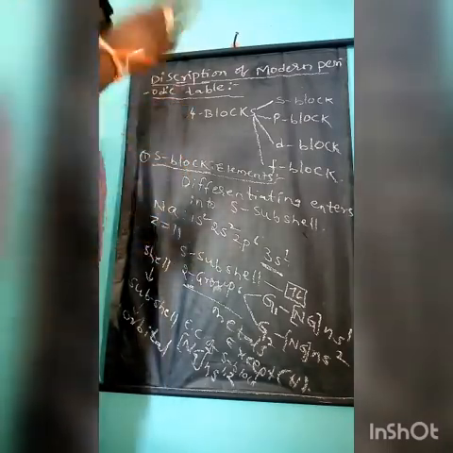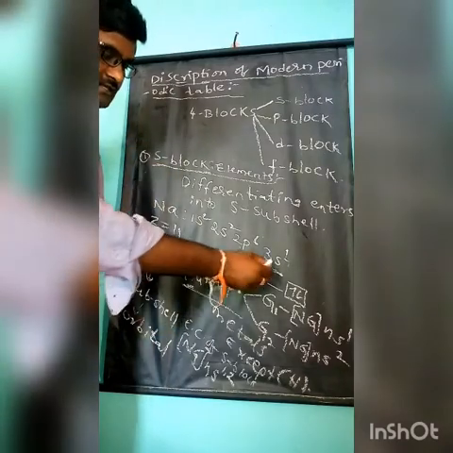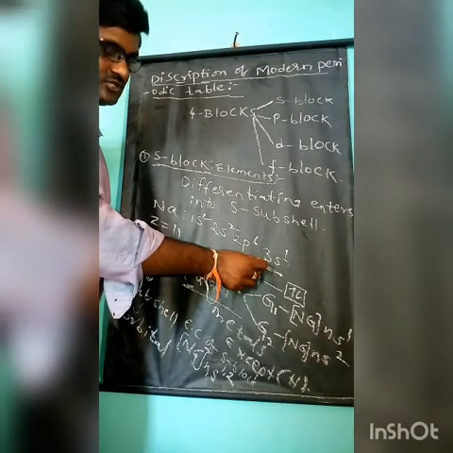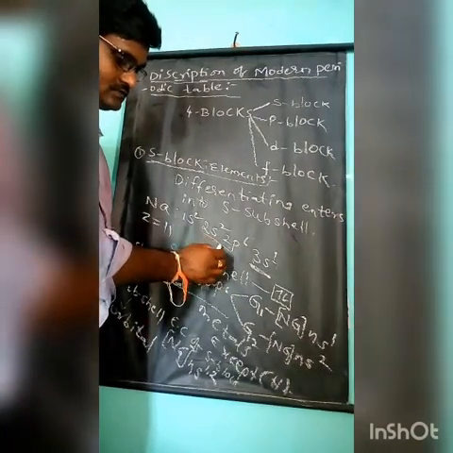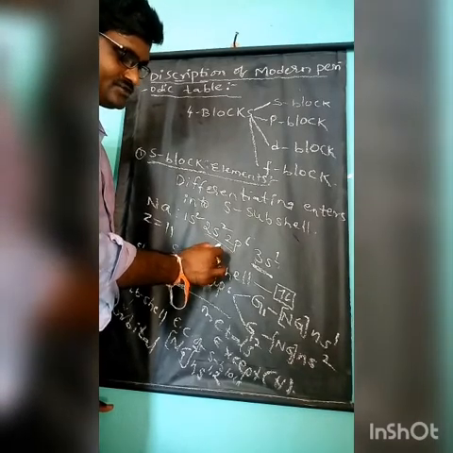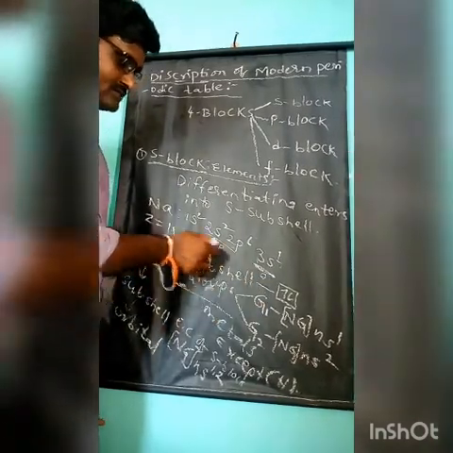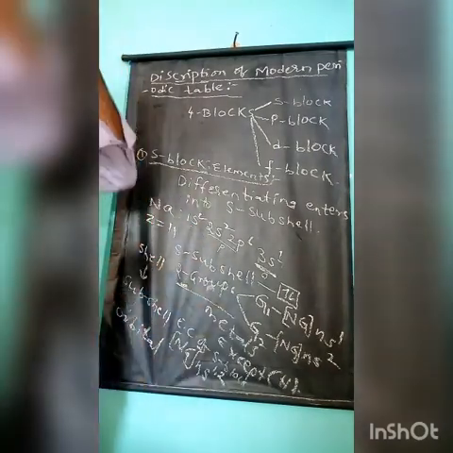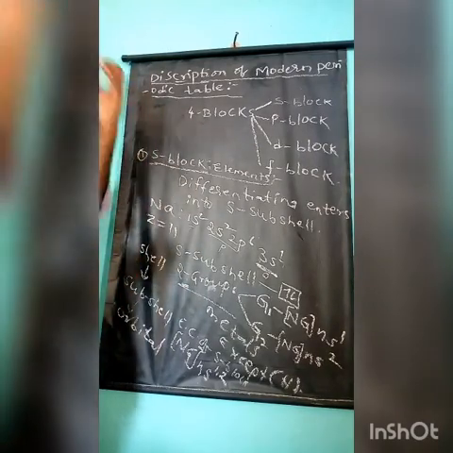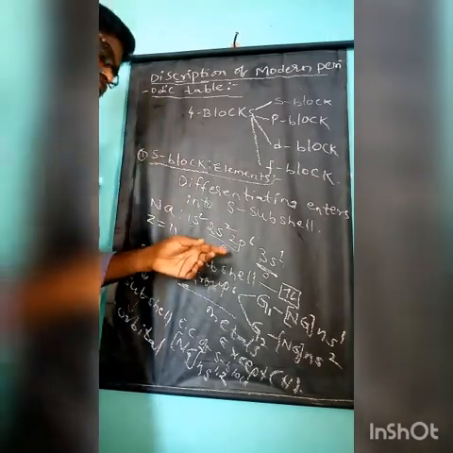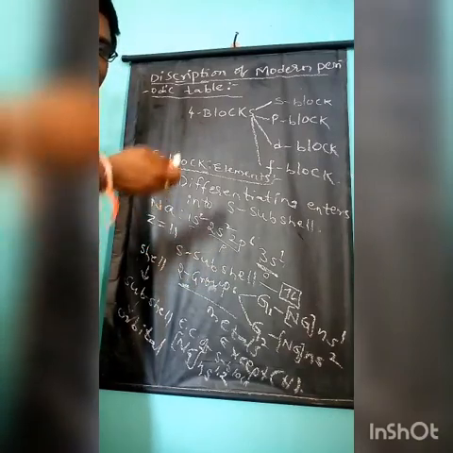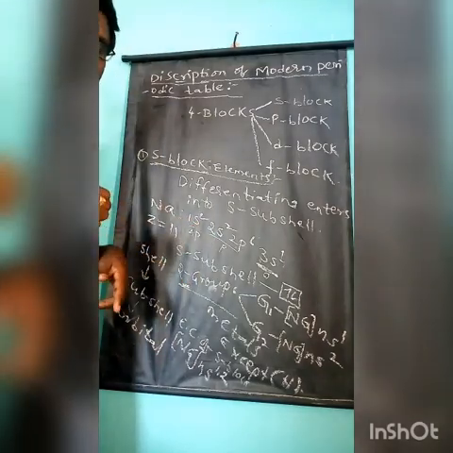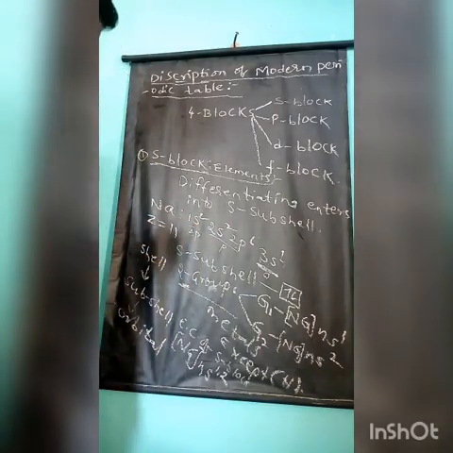The outermost shell is nothing but the last shell in every atom. Here in sodium, 3s means the third shell is the outermost shell. This is outermost shell, this is the penultimate shell, this is the anti-penultimate shell. The shell just before the outermost shell is called the penultimate shell, and the shell before the penultimate shell is called the anti-penultimate shell. Clear? So that is our definition.